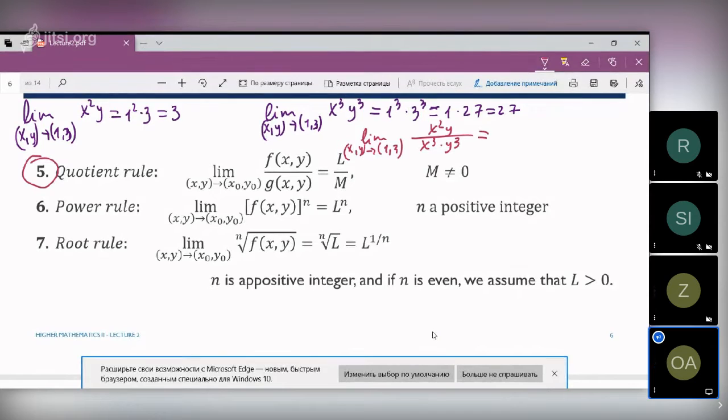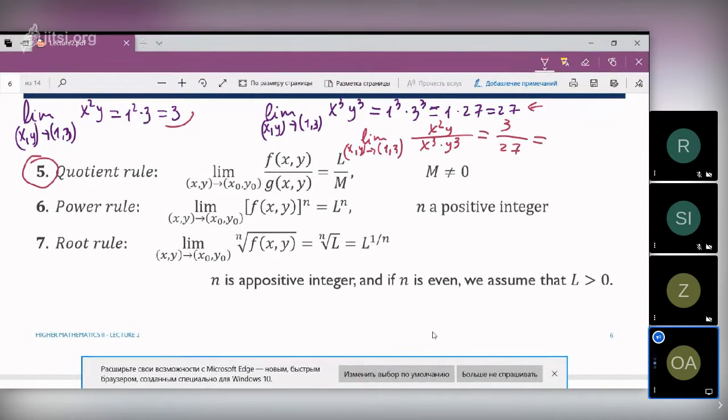So do we know the limit of f(x, y)? We have to know the limit of the numerator x squared y, which is 3, as we've just calculated, and the limit of the denominator is 27.